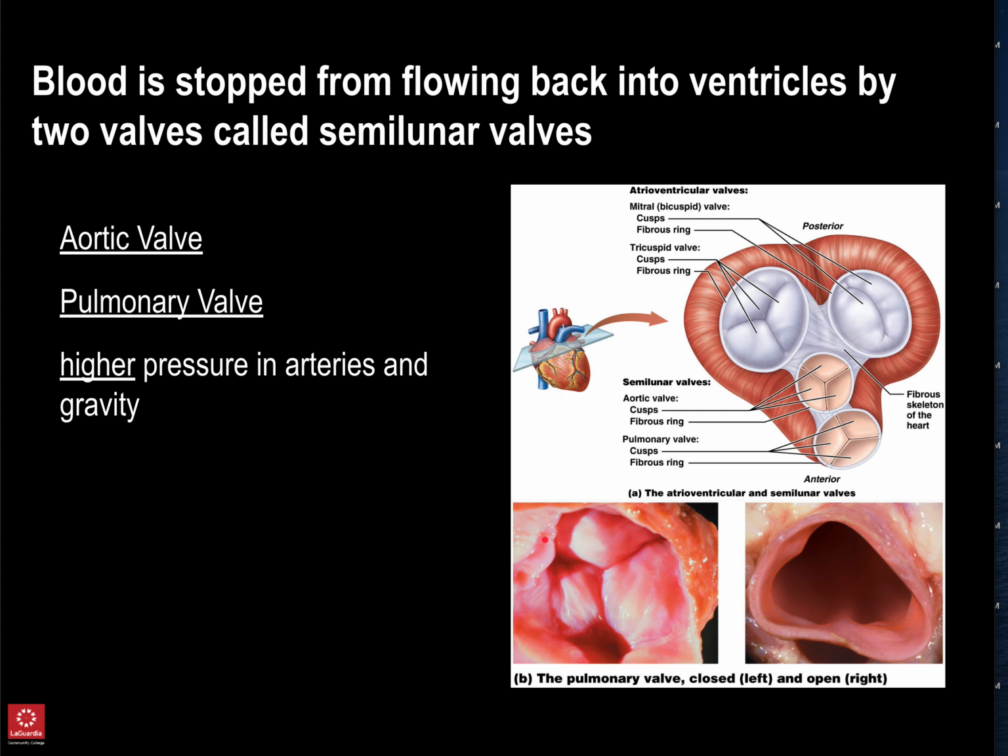Blood is stopped from flowing back into the ventricles by two valves we call the semilunar valves. We have the aortic valve and the pulmonary valve, and there's higher pressure in the arteries and gravity.